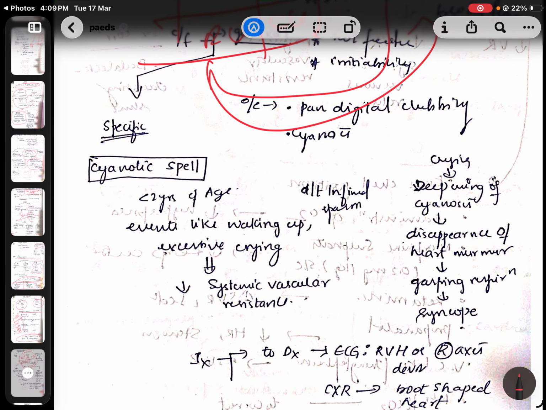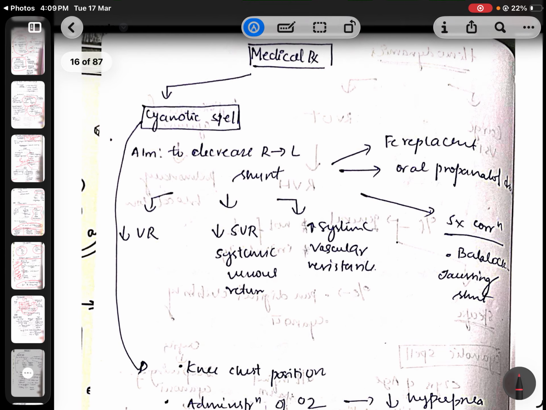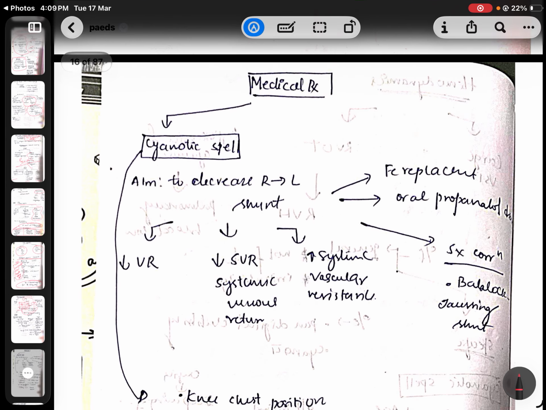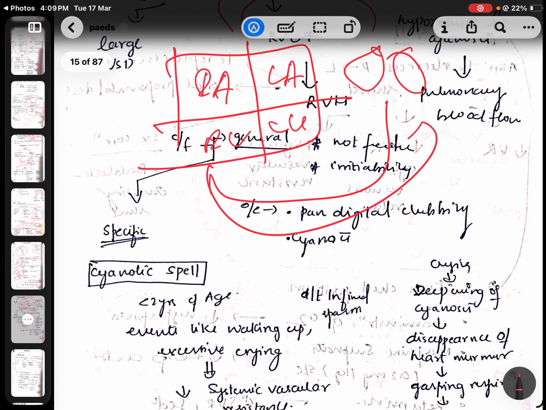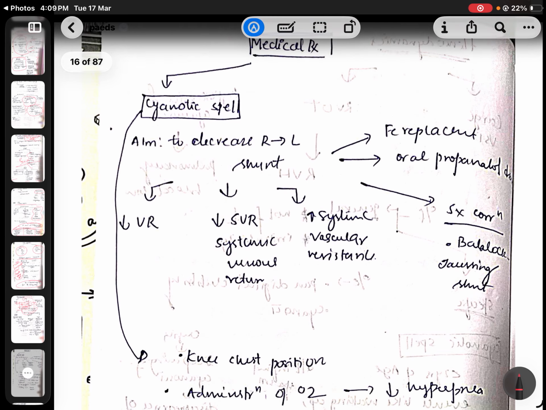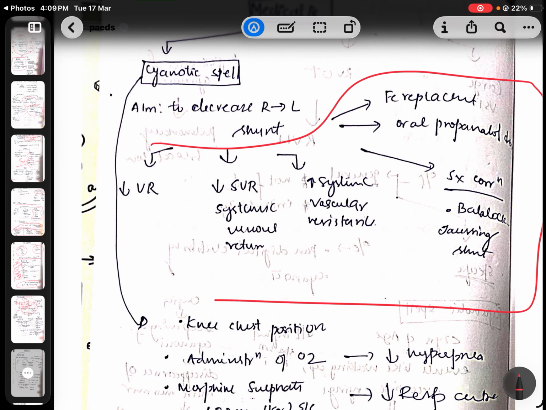Then again, cyanotic spell. Again, the major thing is how do you manage it. For that, pathophysiology is something which you need to know. The major thing is to decrease the right-to-left shunt which is taking place. So if this is right and this is left, this is what you need to decrease so that the cyanosis is reduced. One thing is that you have to reduce venous return. The major thing is again you have to talk about everything which is present as aims under this.